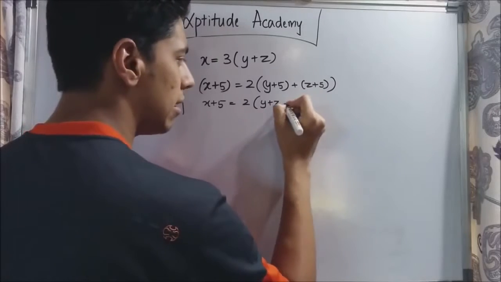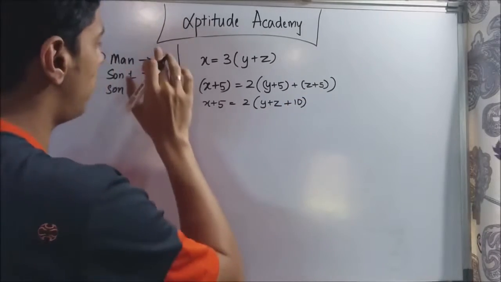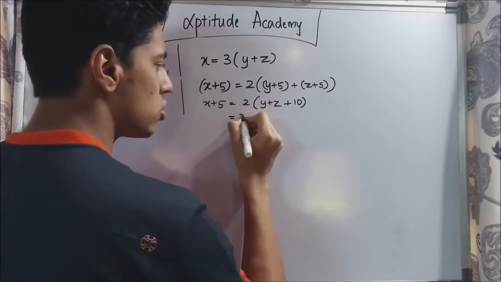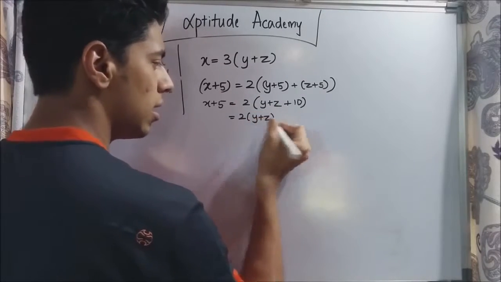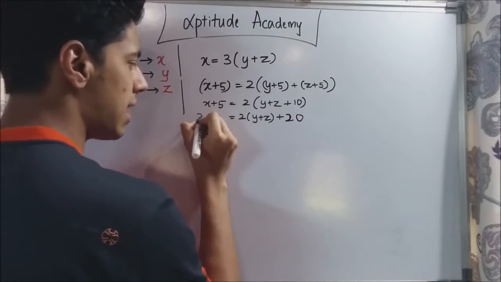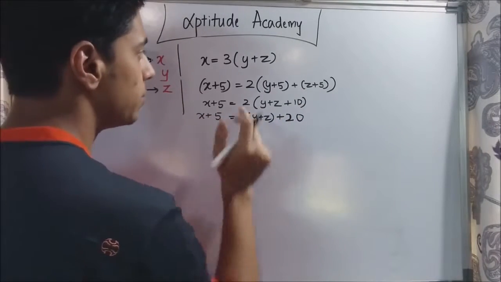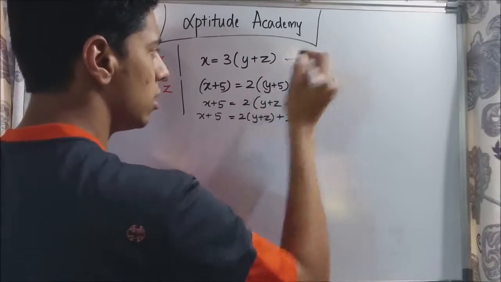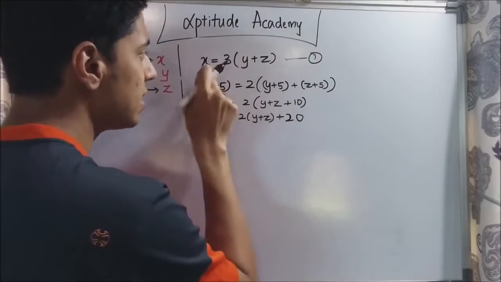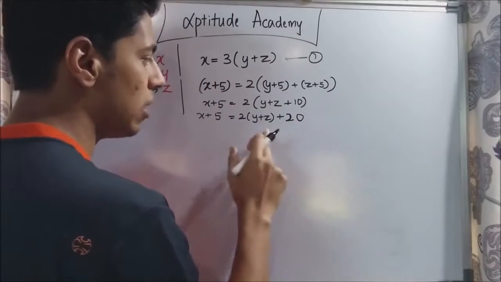5 plus 5 will give you 10, right? They've asked you to find the man's age, the father's age. So that is x. Now you can split this up as 2 into y plus z plus 2 times 5. Correct? And this is x plus 5. Now from the first equation, you know that x is equal to 3 into y plus z, or y plus z is x by 3. So substitute that value here.